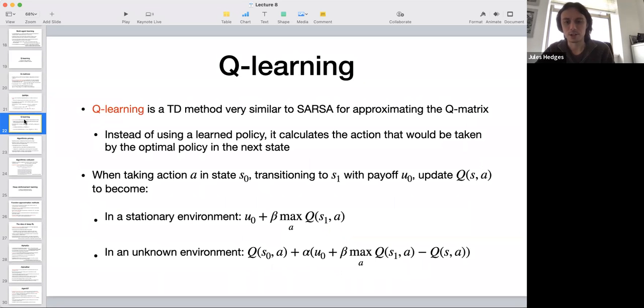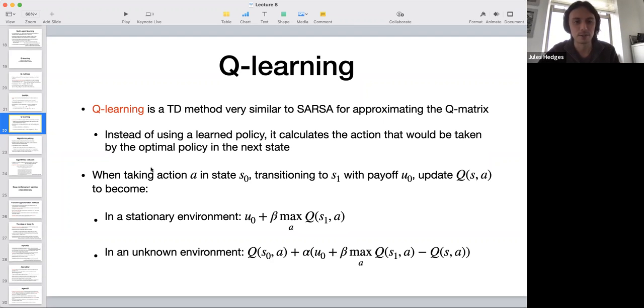Okay, the method which is given the name Q learning, it's kind of confusing because there are multiple methods for learning a Q matrix, but one of them gets given the name Q learning. Q learning is a variant of SARSA. Again, it's for approximating the Q matrix, but instead of using a policy that it's learning, at each update step, it calculates the action that will be taken by the optimal policy in the next state, at least optimal with respect to the current Q matrix.